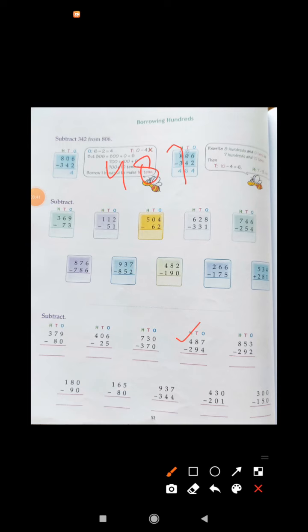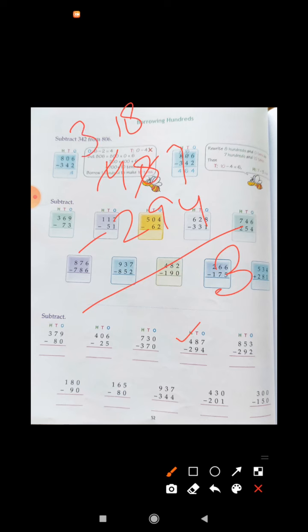487 minus 294. 7 minus 4 is 3. 8 is less than 9. Take borrow from hundreds. Here will be 18 and here 3 remaining. 18 minus 9 is 9 and 3 minus 2 is 1. The answer is 193.